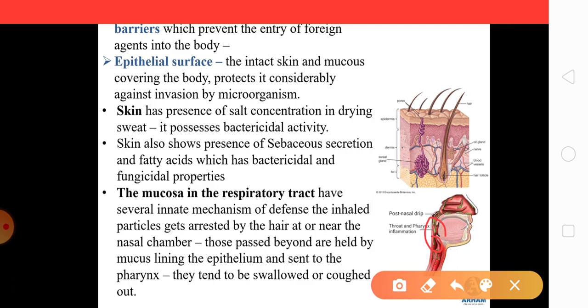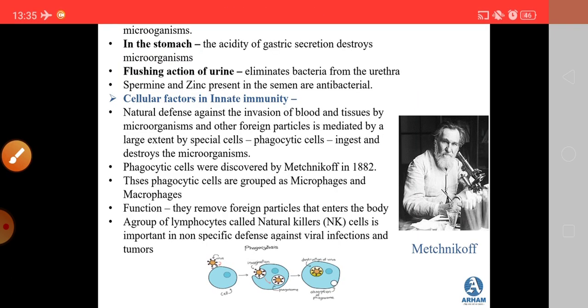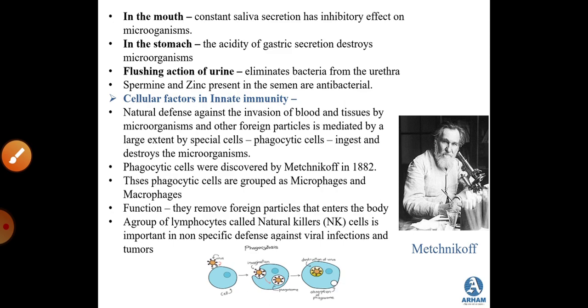So students, this is the second barrier. The first one was the skin, the second one was the mucus lining in the respiratory tract. Let us see the next barrier. The next barrier is in our mouth, and that barrier is the saliva. There is constant saliva secretion taking place in our mouth, and this has an inhibitory effect towards microorganisms. So this becomes a barrier again.